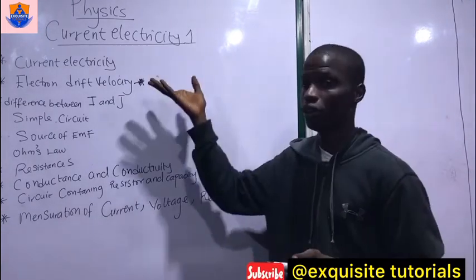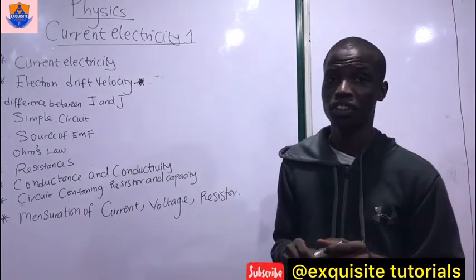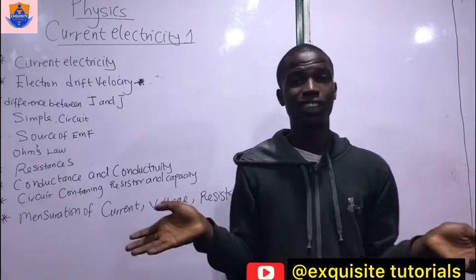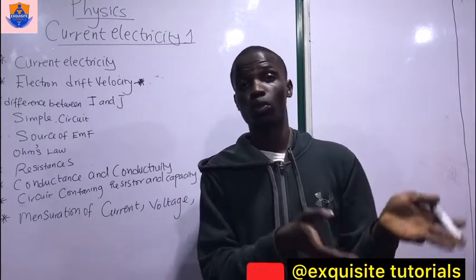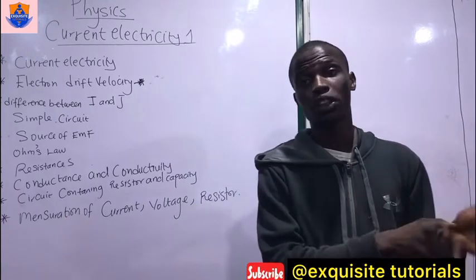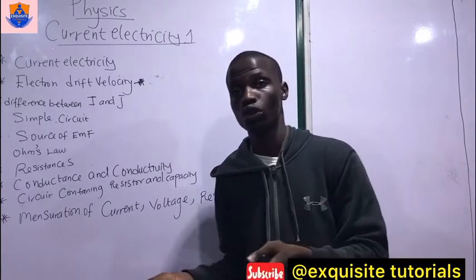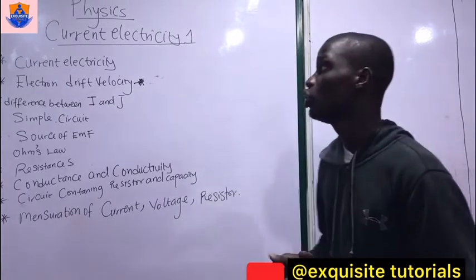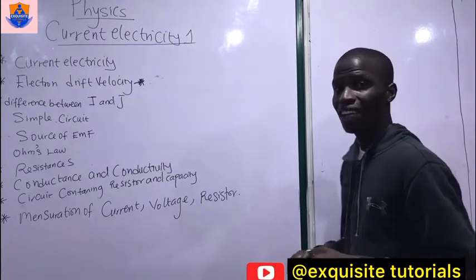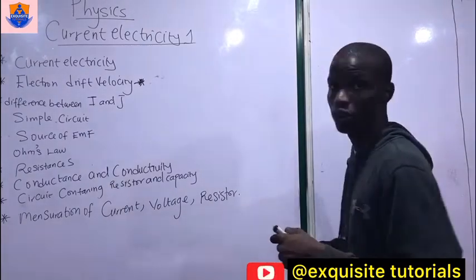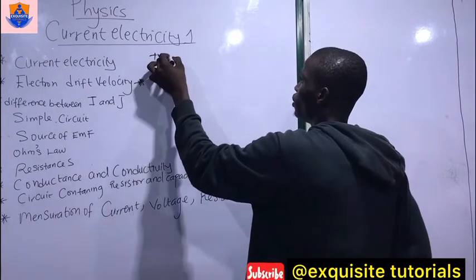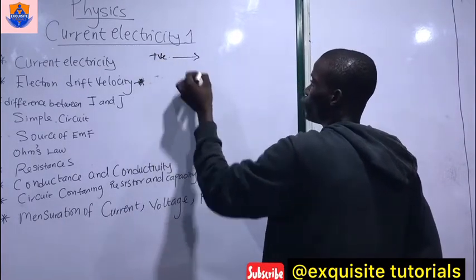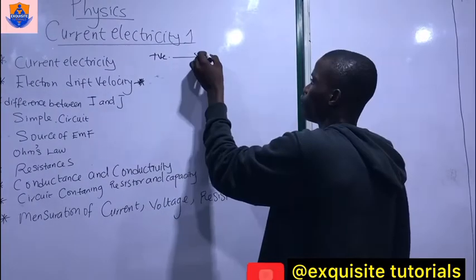So now, what is current electricity? Current electricity is simply defined as the flow of charged particles through a conductor. Normally, whenever current flows through a conductor, it moves from the positive end of the conductor to the negative end of the conductor.